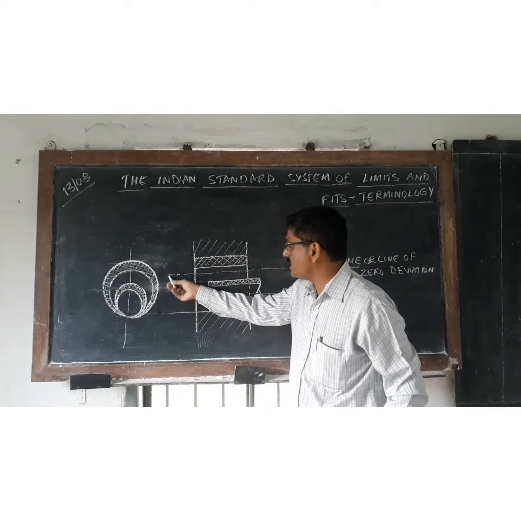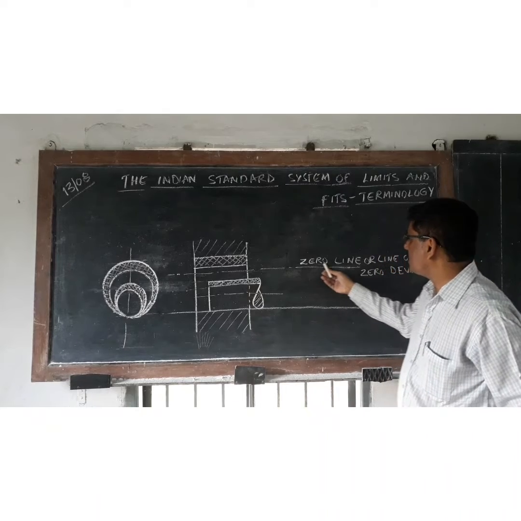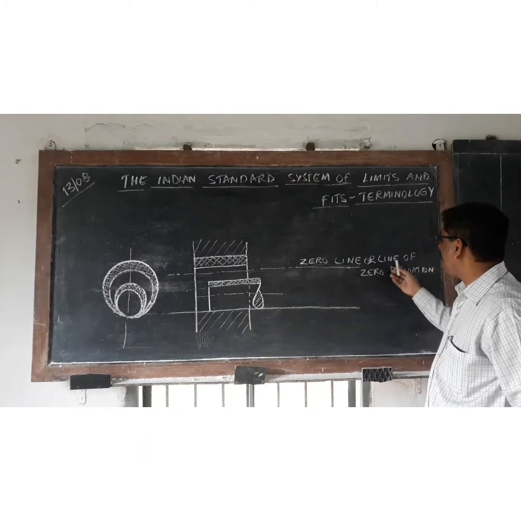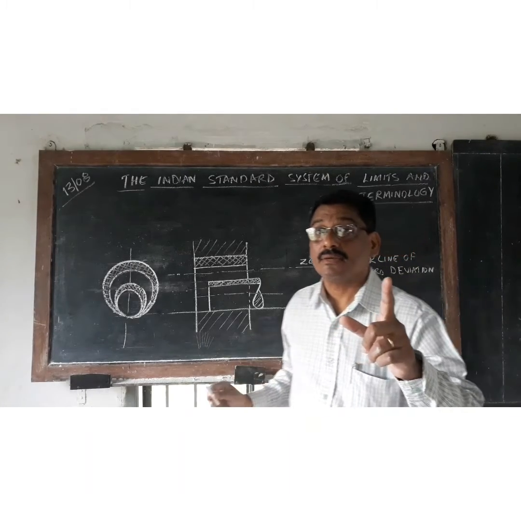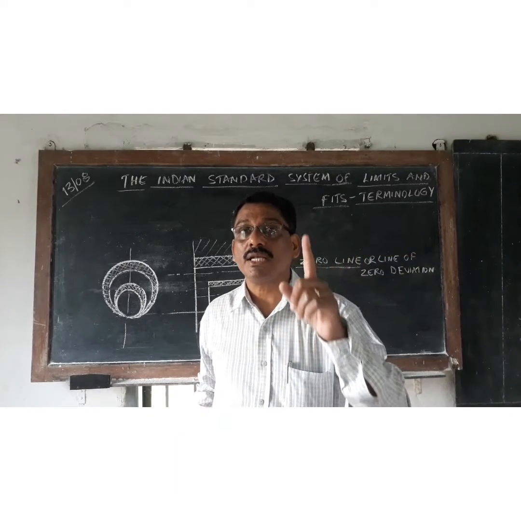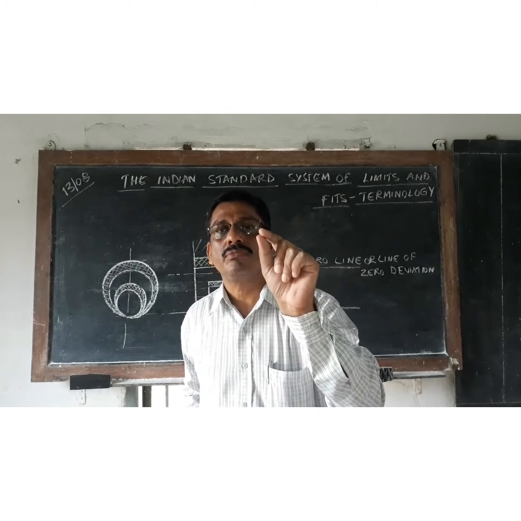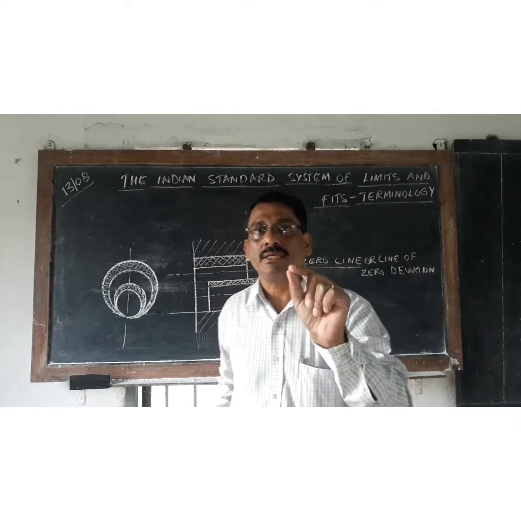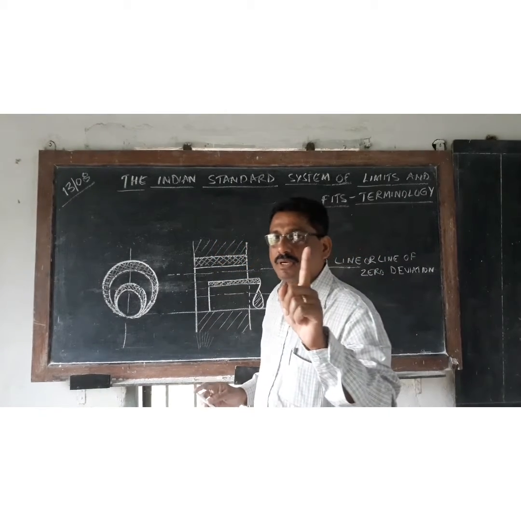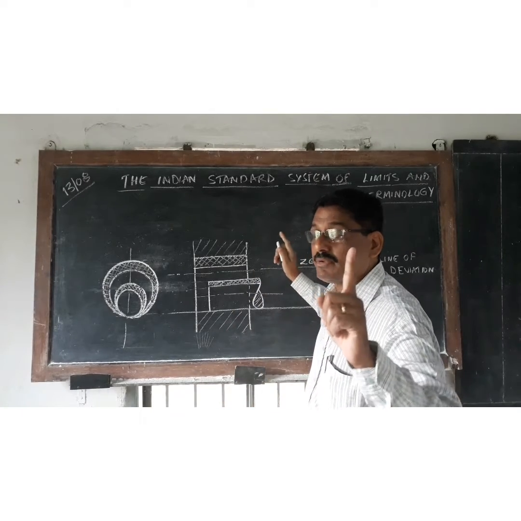Here you can see there is a line. It is called the zero line, or the line of zero deviation. Zero line, or else it is called zero deviation. Zero deviation means 0, 25.00. So all the sizes, this is the terminology. You have to keep it exactly in mind.